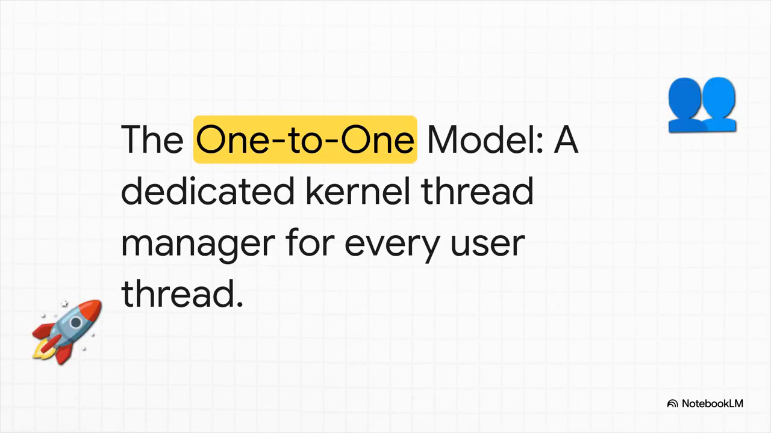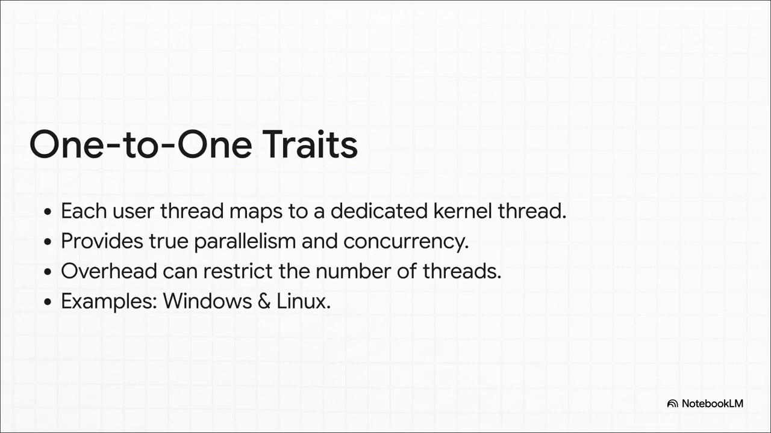Next up, we have the one-to-one model. This is the approach used by most modern operating systems like Windows and Linux, and it's a massive step up. In this style, every single team member, every user thread, gets its own dedicated manager, its own kernel thread. This is fantastic for parallelism. If one thread gets blocked, it doesn't affect anyone else. The only downside? It creates a bit more overhead.